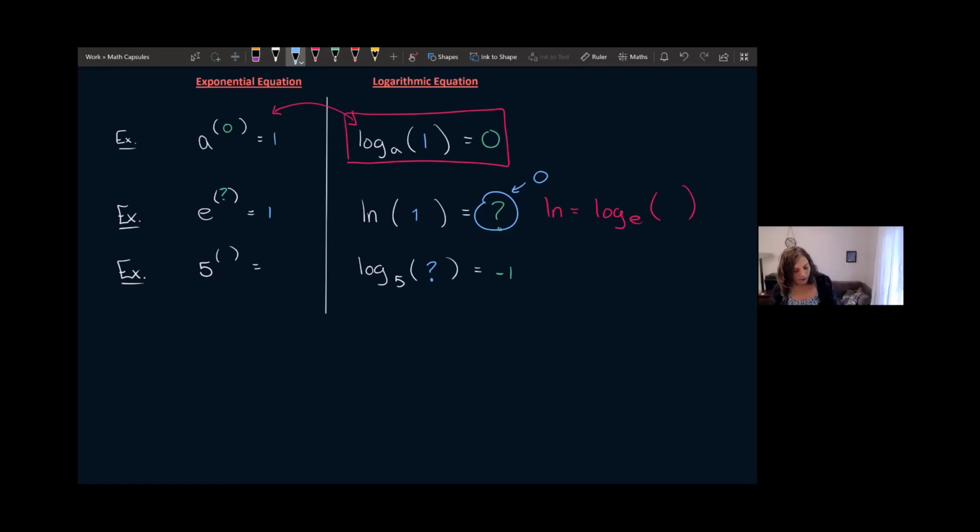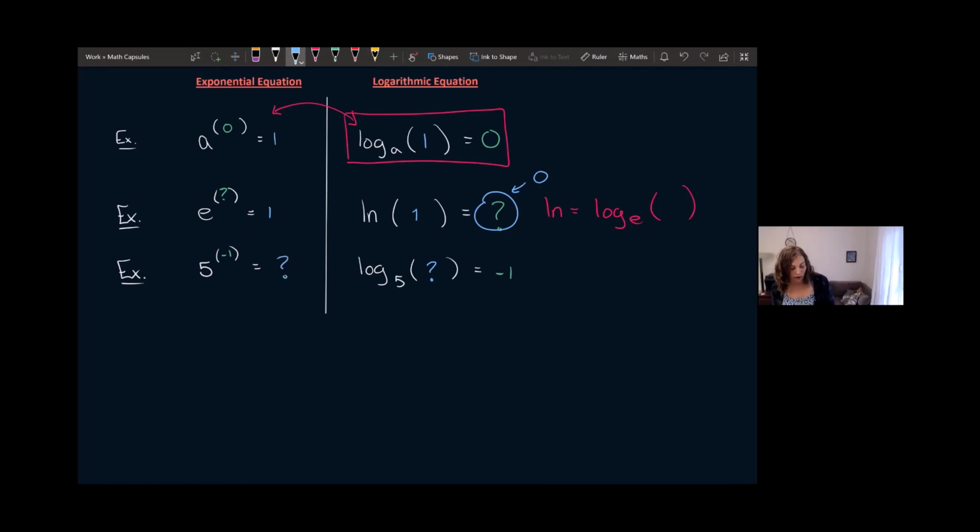Final example, again, it's filled in on the right-hand side. It says log base 5 of what is equal to -1. So here again, maybe you're actually struggling to find what that question mark is standing in for, and maybe it would be helpful to rethink it by writing it as an exponential equation. So switch the input and the output. -1 was the output on the right-hand side. It's going to become the input on the left-hand side. And same thing for the question mark. That was the input. It becomes the output.